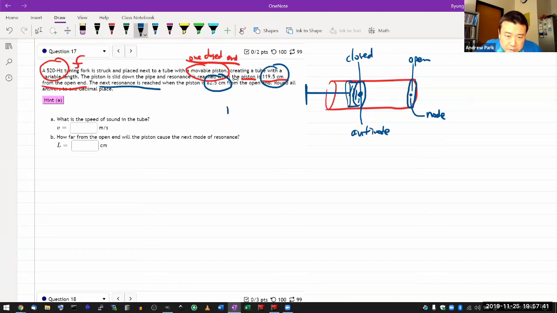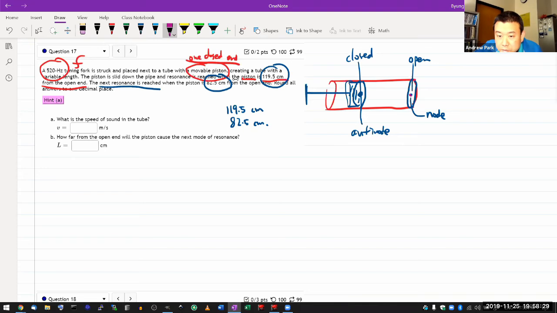I just compare the numbers, 119.5 centimeters and 82.5 centimeters. I hope you realize that neither of them is the length of the piston that would give you the fundamental mode. Because if it were, you could take the fundamental, multiply by 3 to get the other number, but you don't get that here. So we are not dealing with the fundamental. Maybe we are not quite sure then what this is. This is where a picture helps.